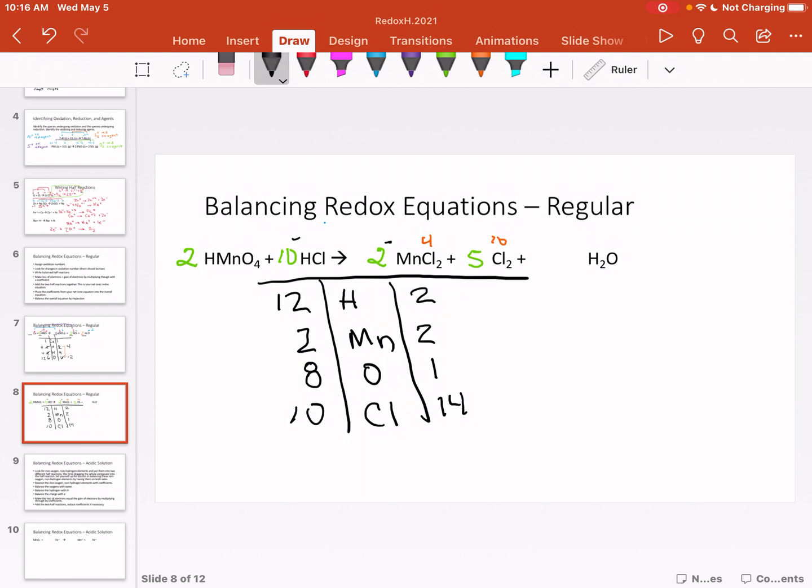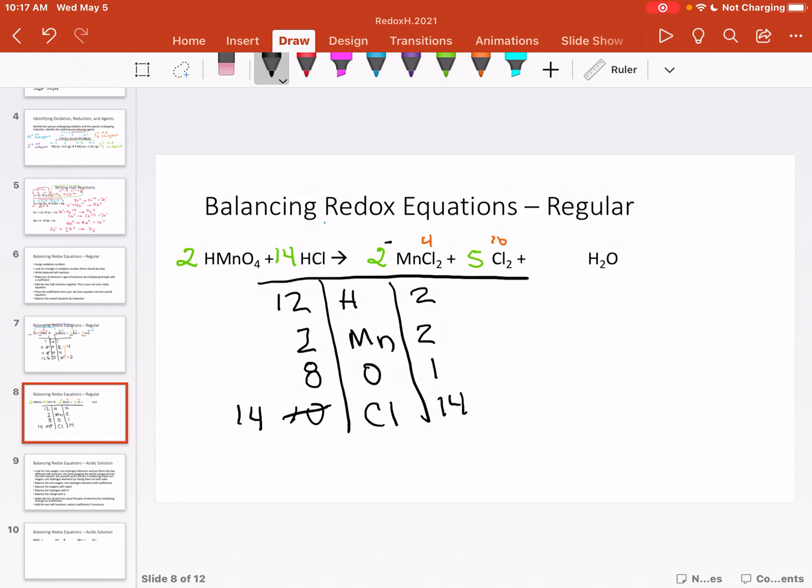Check it out. I've got 14 chlorines on the right, 10 on the left. Look at where the 10 came from. It came from a coefficient of 10. Can I drop that 10 and change it to a 14? We sure can. Before it was a 10, it was a 1, and I changed it from 1 to 10. So now I can change it from 10 to 14. And there we go. That then gave us our 14 chlorines that we were searching for.